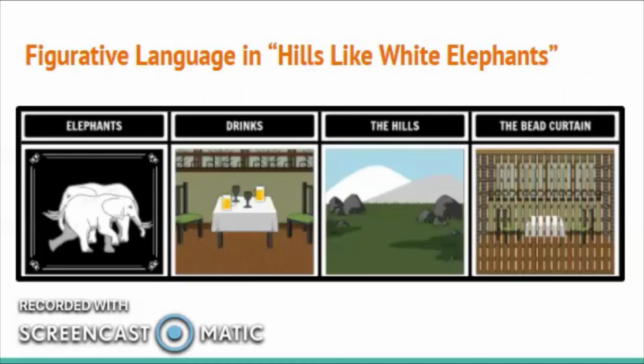Whereas the American man is not interested in the hills at all. His interest is her, the table, the drinks, the conversation, and his interest lies in convincing her to have this operation.